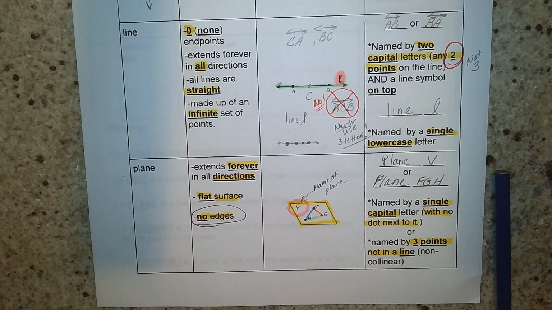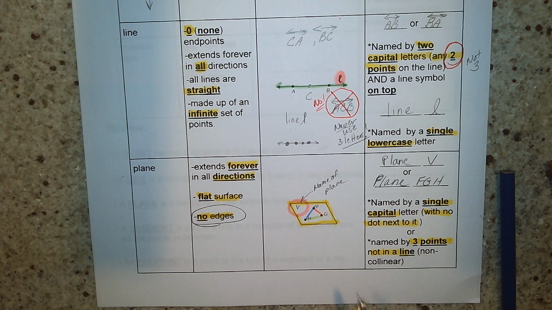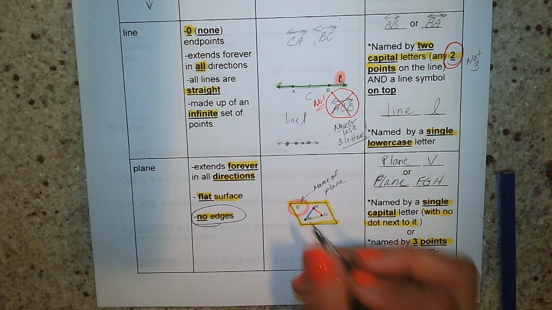Okay, or you can call it GHF, HGF, whatever you want, just any 3 points. But they can't be in a line. Now, let's talk about why.